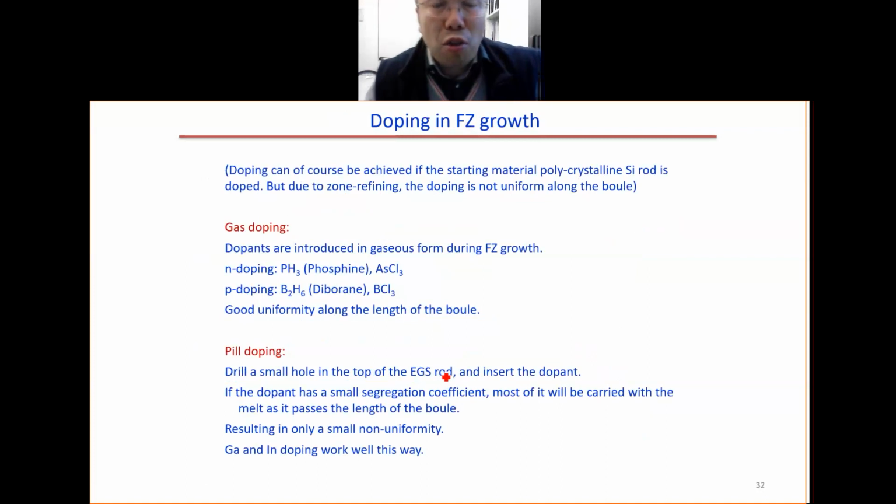So how to do the doping? Usually when we do the float zone, the FZ, we do not dope it. It is called intrinsic, because for the float zone we want high resistivity. If you want doping, it is doable by gas doping. We can use phosphine gas or diborane gas during the growth. Then the phosphorus and boron will get into the silicon to become the dopant.